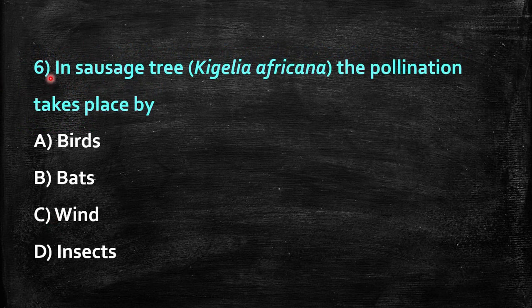The sixth question. In sausage tree, Kigelia africana, the pollination takes place by A. Birds, B. Bats, C. Wind, and D. Insects. The answer is B. In Kigelia africana, the pollination takes place by bats.